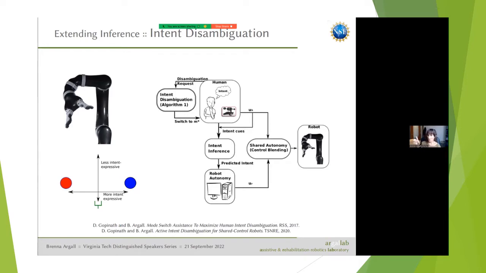So in this study, in this paradigm, the human was able to basically push a button that says help me. It's sort of a help me help you paradigm. The robot will put you into a control mode where then if you operate in that control mode, the robot will be able to infer your intent faster and therefore provide assistance faster. So that's really the goal of this intent disambiguation algorithm.